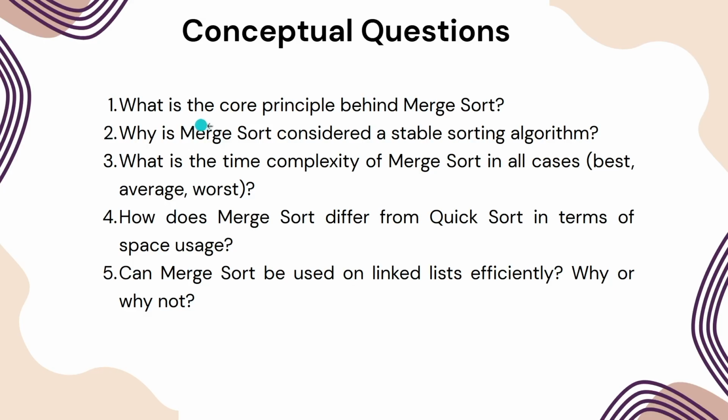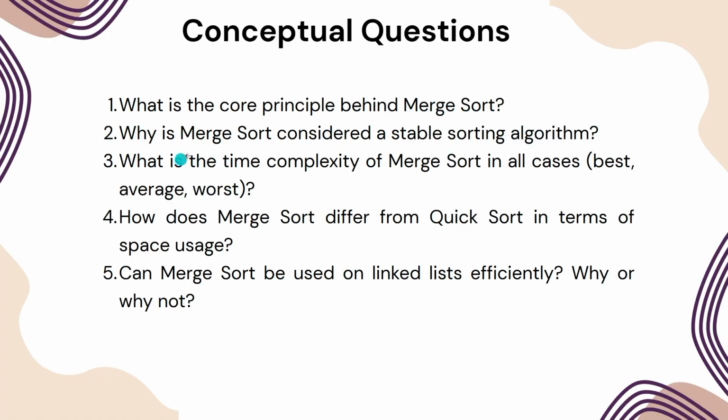Now let us see some conceptual questions to understand what we have learnt so far. What is the core principle behind merge sort? It relies on divide and conquer, where we have a divide step that keeps dividing the original array into 2, and then a conquer step where we recursively find a solution for the sub problems, and finally merge up the results.